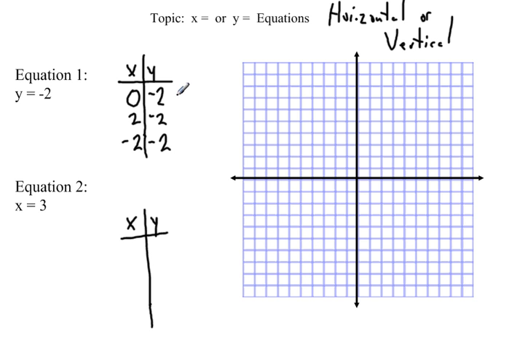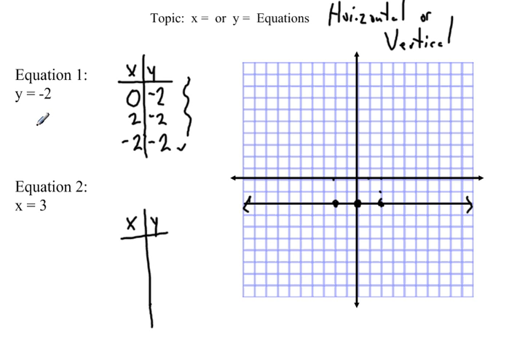So let's graph these. 0, negative 2 for equation 1. This is where we're at now. So 0, negative 2, 2, negative 2, and then the last one is negative 2, negative 2. When you connect these, I think it's pretty obvious already that we're going to be working with a horizontal line. Now let me continue that for just a little bit.